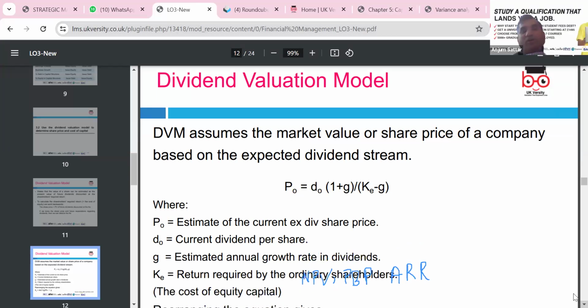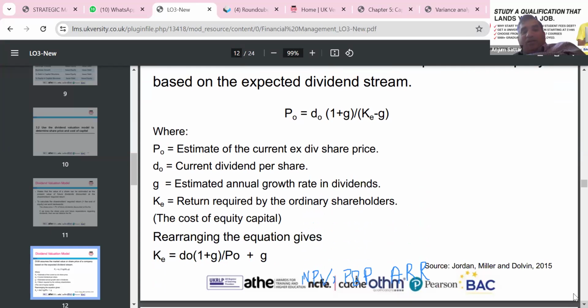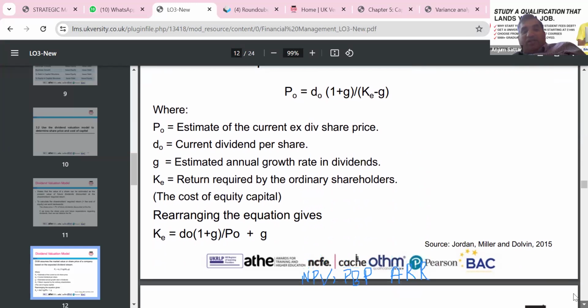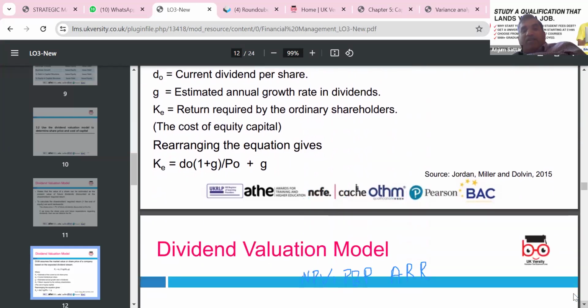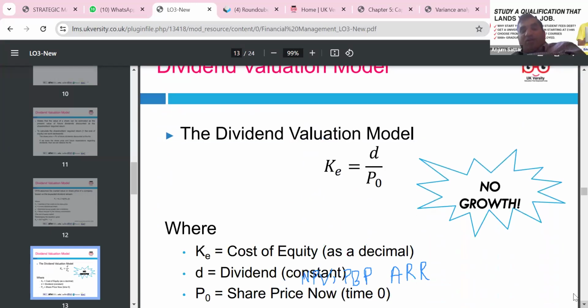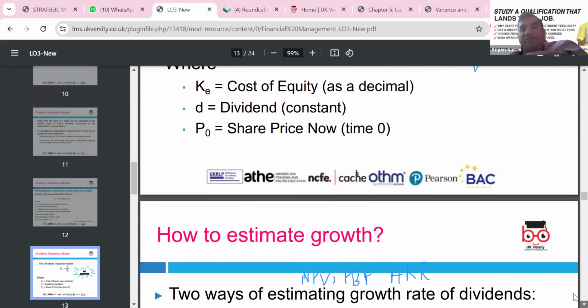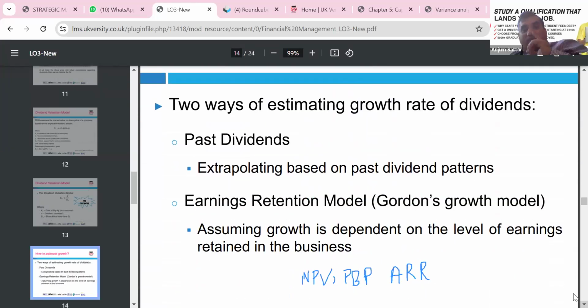So we can look around DVM, which is the dividend valuation model. That's also where we can use the formulas. Of course, P naught is the estimated price. We can look around the dividend, the growth, and the return, and then we can rearrange the equation and calculate the dividend. In the dividend valuation model, K is the cost of equity, divided by the dividend, divided by P naught, the price of shares now, and we can find the growth of the price of the share.